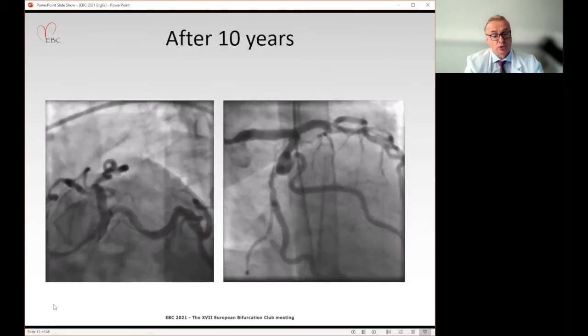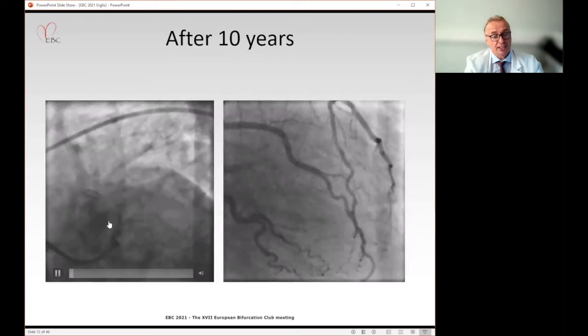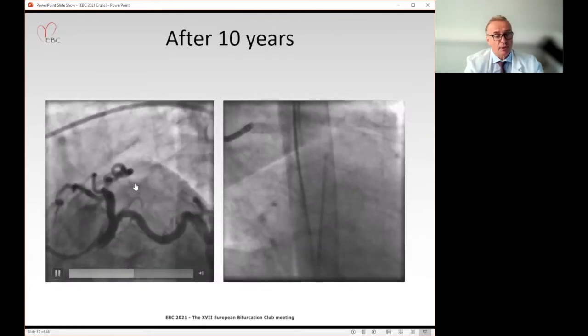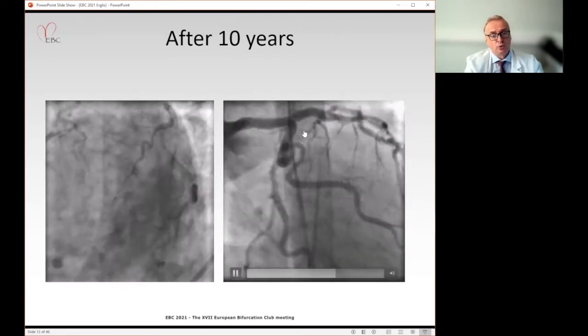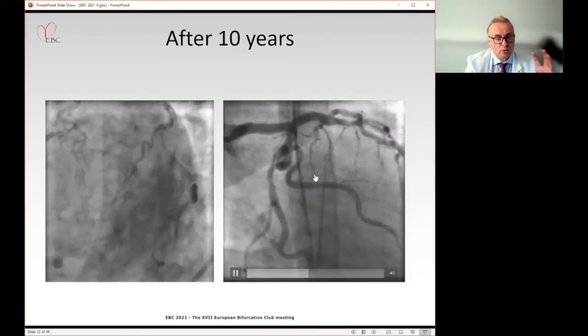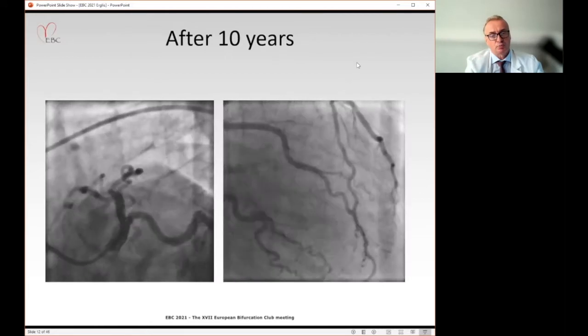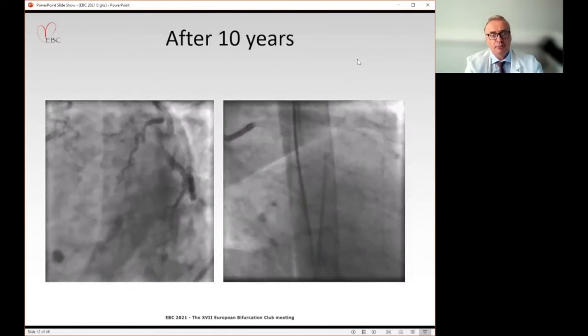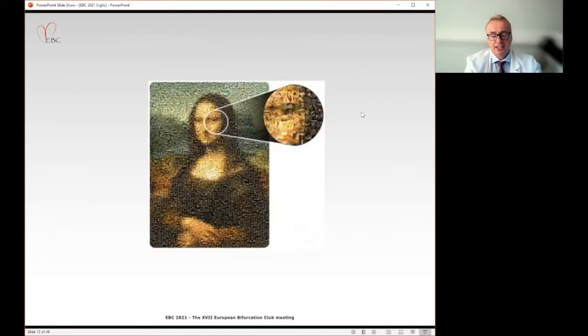And now I want to show you how it looks like after 10 years. And this is from our practice what we see, that if you do good lesion preparation, if you do good stent expansion with proper post-treatment and imaging, the results are really good.